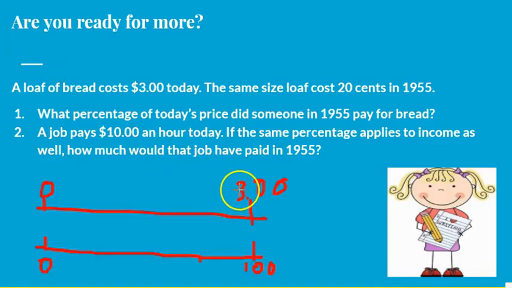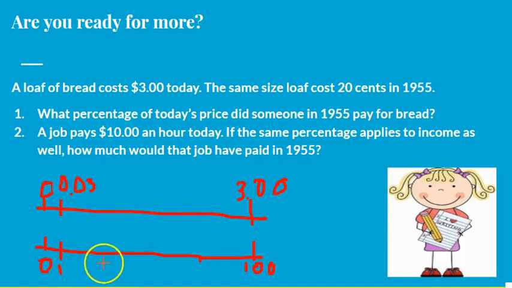Okay, well, we need to break this down to something that we can use a little bit more easily. And actually, we can divide both of these by 100, right? And then I get, for every 1%, I have 3 cents.